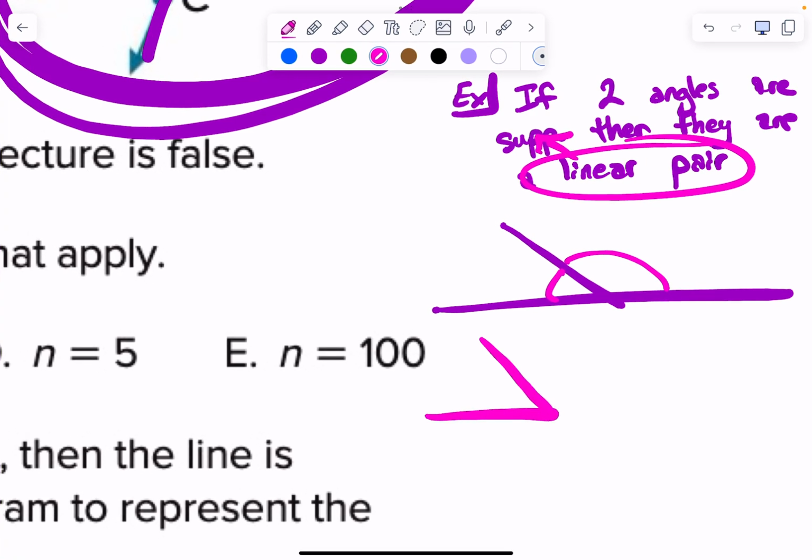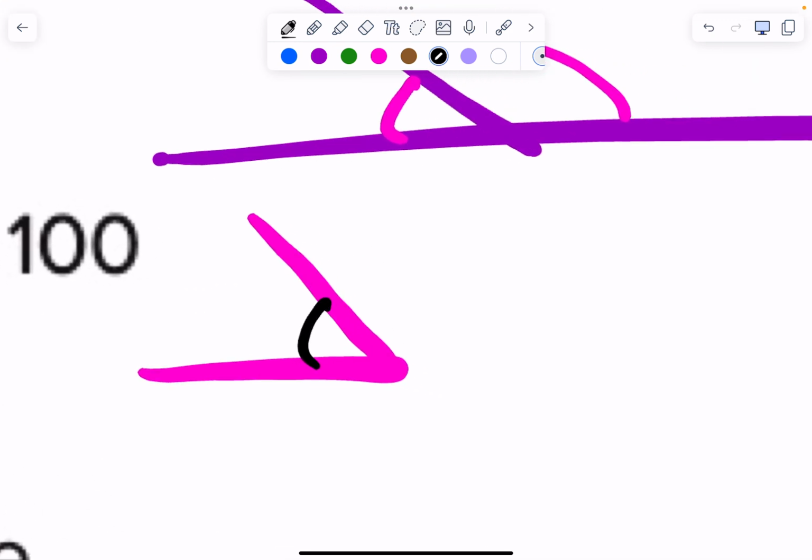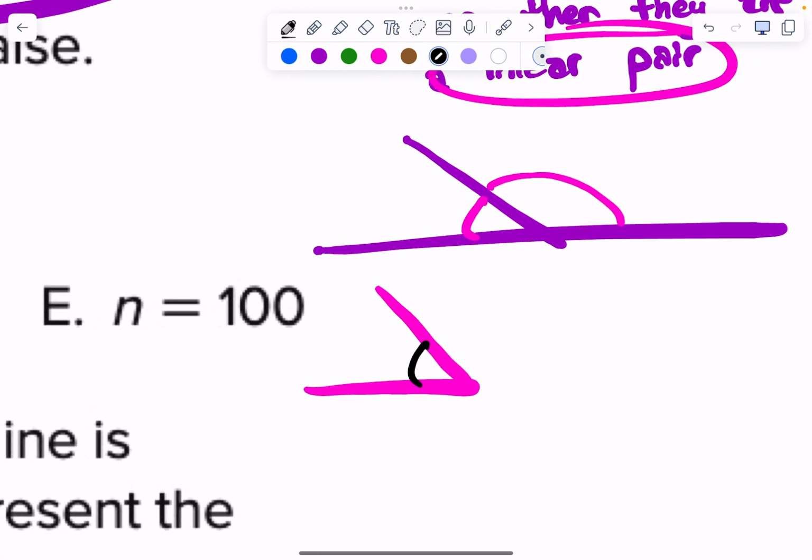How much do you want that angle to be? What does it look like? How big does that angle look like it is? 20 degrees. No, that looks bigger than 20 degrees. I'm going to say 45 degrees.